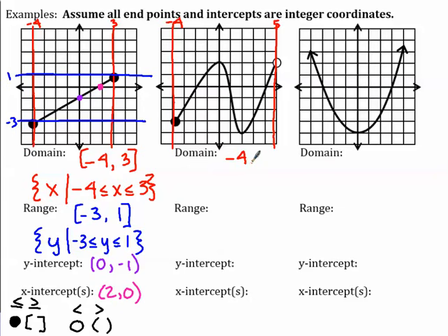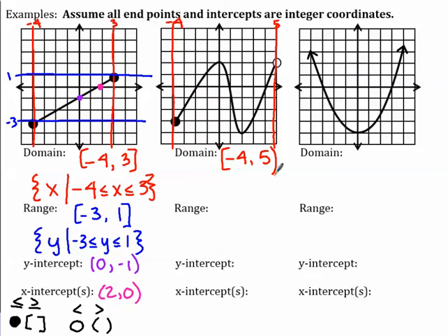So if I'm writing my domain in interval notation, I'd have -4 and 5. On the -4 side of the graph, we have a closed circle, so I'm going to put a square bracket. And on the 5 side, we have an open circle, so I'm going to put a parenthesis on that side. So you can mix and match the parentheses and the brackets, and that's totally fine.